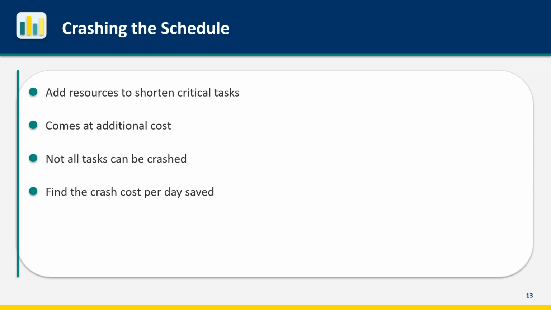Crashing always comes at additional cost, whether money, risk, or quality. Not all tasks can be crashed. Some have fixed durations, regardless of resources. To crash effectively, calculate the crash cost per day saved for each critical activity. Then crash the cheapest activities first until you've achieved the needed schedule reduction.